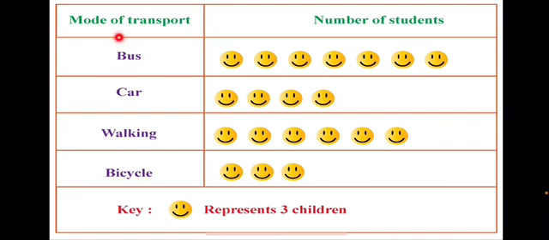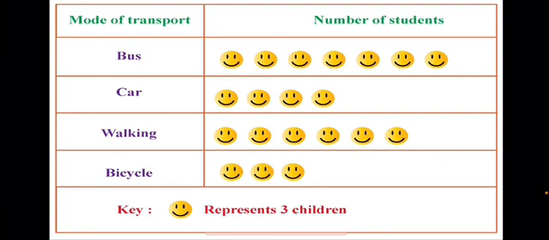Now let's do over here the mode of transportation and the number of students. Now the mode of transportation by bus, and the smiley face represents 3 children. So now 1, 2, 3, 4, 5, 6 and 7. So 7 3s are 21. So number of students are 21. Similarly for car, 1, 2, 3 and 4. So 4 3s are 12. So 12 students. Now walking, 1, 2, 3, 4, 5 and 6. So 6 3s are 18. So 18 come by walking.